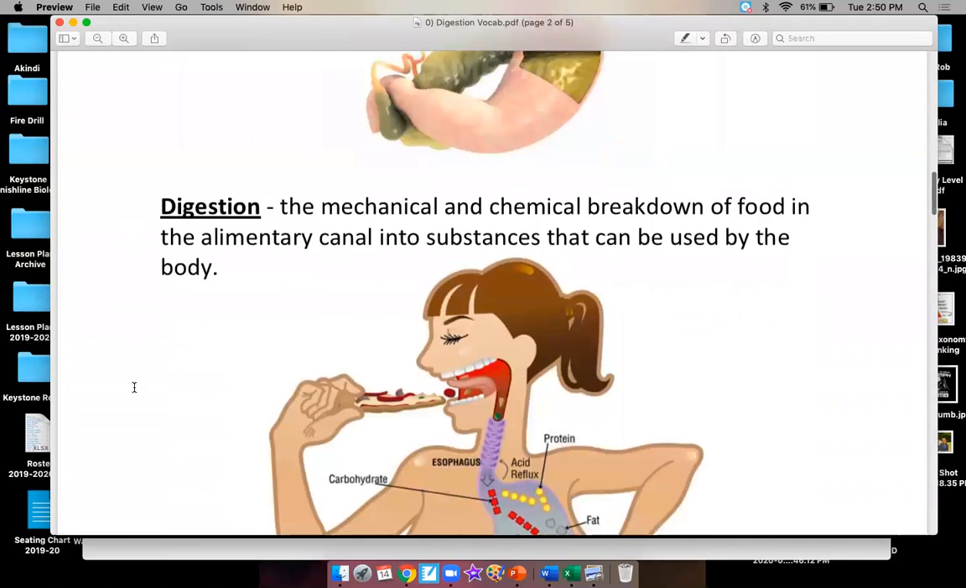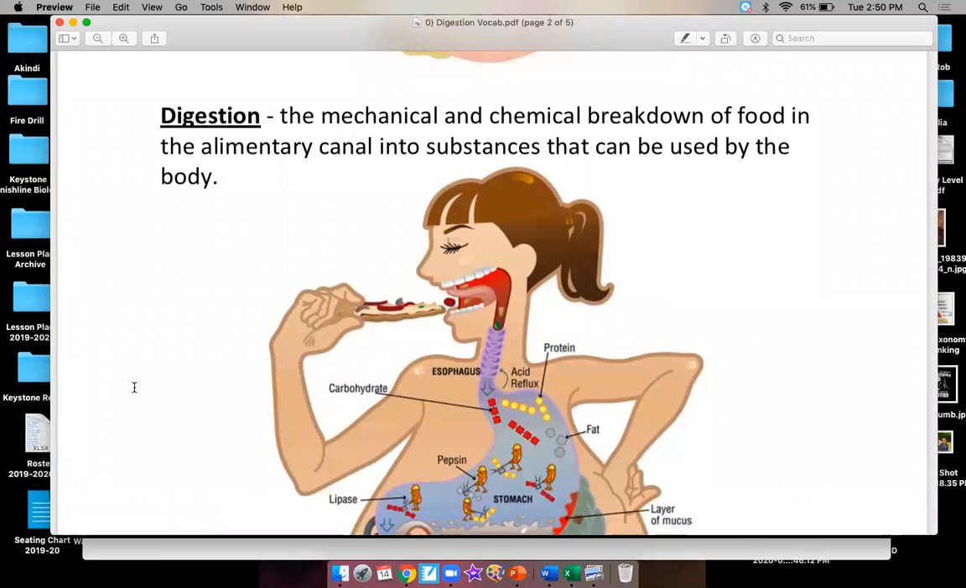Which brings me to your next word, digestion. This is the mechanical and chemical breakdown of food in the alimentary canal into substances that can be used by the body. Let me simplify that.